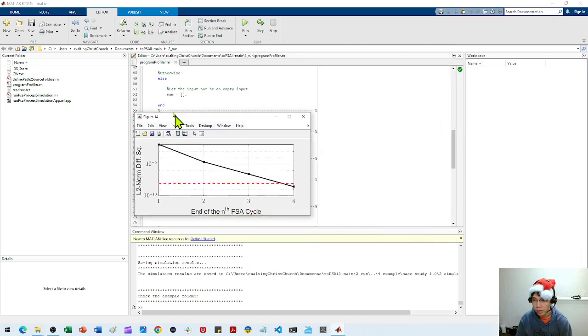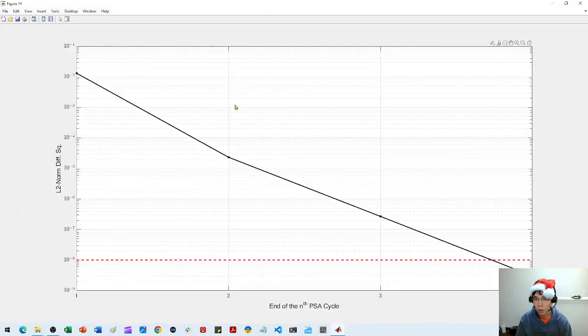And finally, we have the convergence plot, which is rather important. Cyclic steady state is the convergence criterion for PSA cycles. You can think of it as, because it's a cycle, we always go back to the starting point, and cyclic steady state is just asking how close we are relative to where we started the first PSA cycle. So the L2 norm of the difference squared of the initial conditions at each cycle is what we're using, and the convergence criterion is 10 to the minus 8, and we're below that at the fourth PSA cycle simulation.